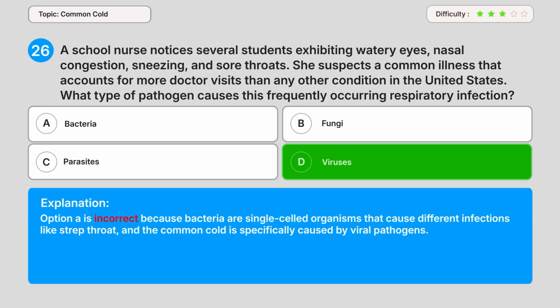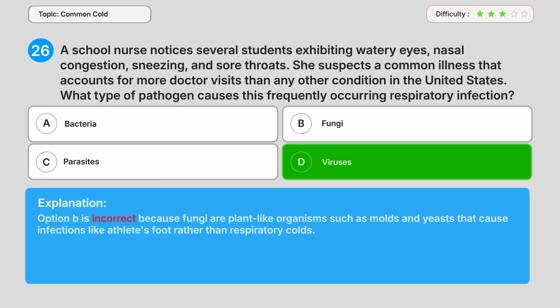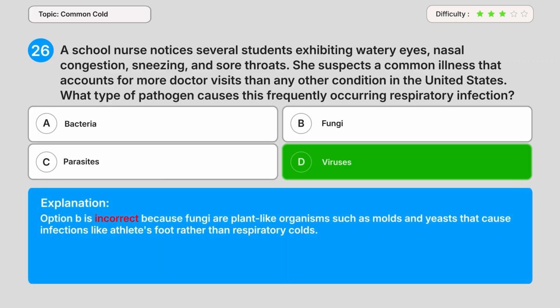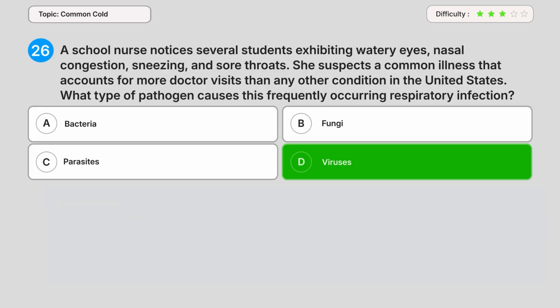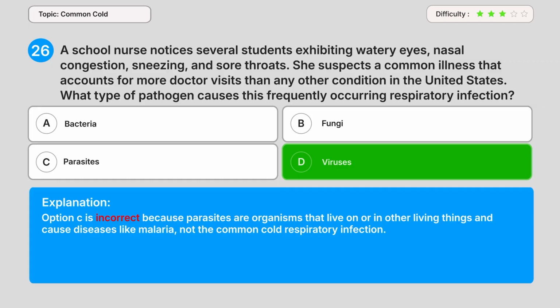Option A is incorrect because bacteria are single-celled organisms that cause different infections, like strep throat, and the common cold is specifically caused by viral pathogens. Option B is incorrect because fungi are plant-like organisms such as molds and yeasts that cause infections like athlete's foot rather than respiratory colds. Option C is incorrect because parasites are organisms that live on or in other living things and cause diseases like malaria, not the common cold respiratory infection.